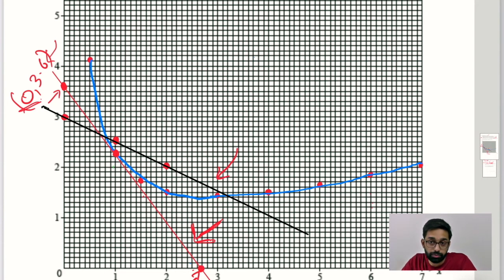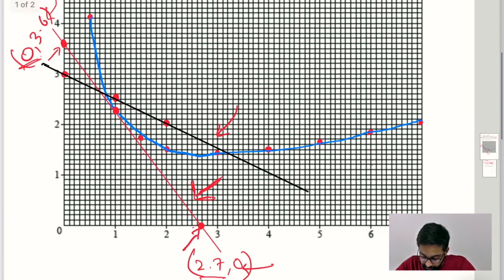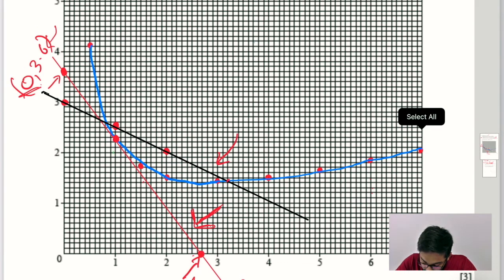Okay, so we just drew the graph of y equal to 6 minus x over 2. Now the question, part 2, says write down the x coordinates of the points of intersection of the graphs of 2y plus x equal to 6 and this. That means the points of intersection are going to be there and there.